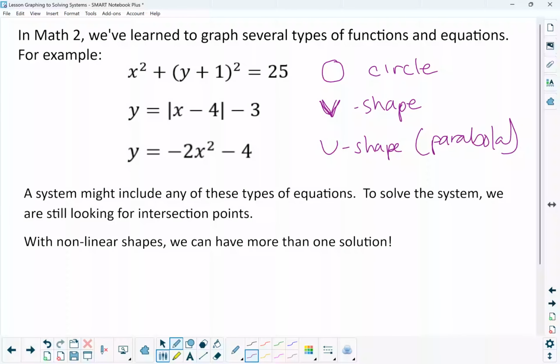So a system might include any of these types of equations. So to solve the system, we are still looking for intersection points, but with nonlinear shapes. If we have circles or V's or U's, we can have multiple solutions.